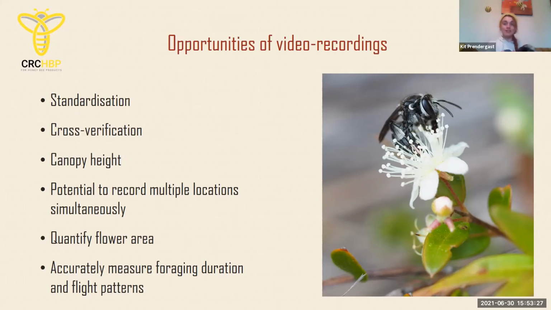You can also record at different canopy heights, whereas with observations and sweep netting, you're limited to basically a meter or two. You can also record at multiple locations simultaneously, which is something I couldn't do because I can't clone myself. You can also quantify flower area because you've got this recording, and look at various other metrics that aren't possible or take a lot more time if you're doing it in real time. And you can accurately measure foraging duration and flight patterns, and using sophisticated video recording technologies, which we are investigating, you can look at streamlining this process and getting some really sophisticated analyses.